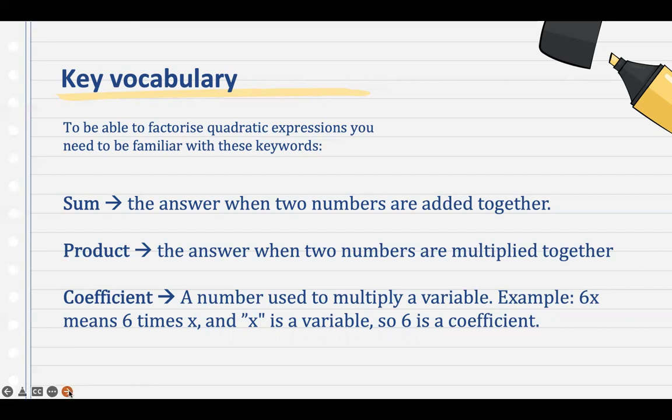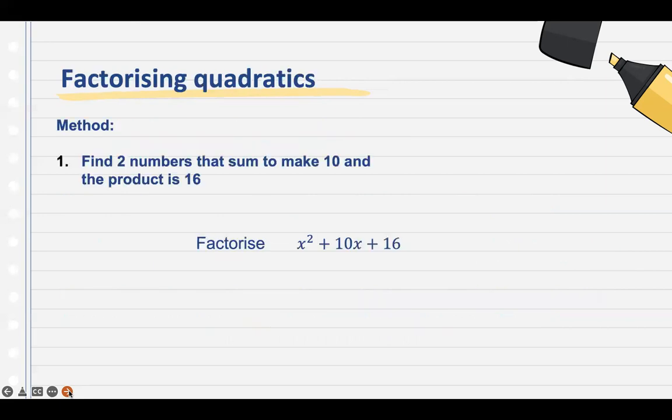Okay, so if we are factorizing quadratics, the method is you've got to find two numbers that sum to make the coefficient of x. So in this case, it's the 10, but the product is 16. So the sum is 10 and the product is 16. So what two numbers make a sum of 10, but when they times together, it makes 16?